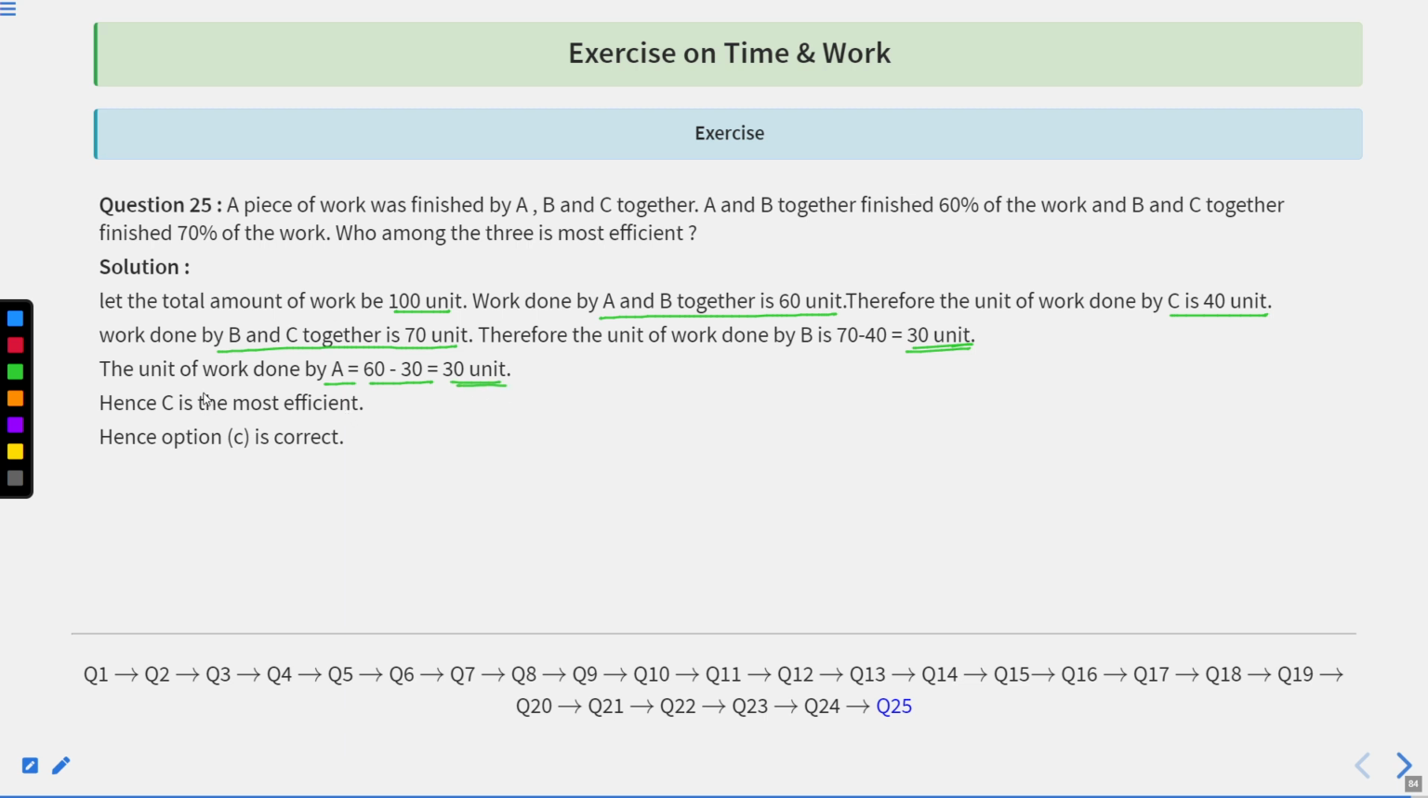Hence, work done by A is 30, work done by B is 30, and work done by C is 40. So it is very easy to see that C is most efficient with 40 units of work. So the correct option here is option C.